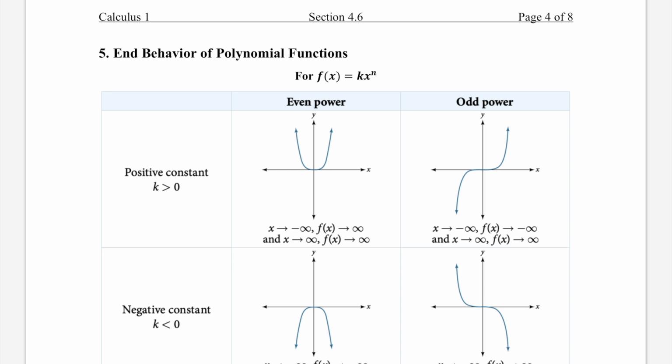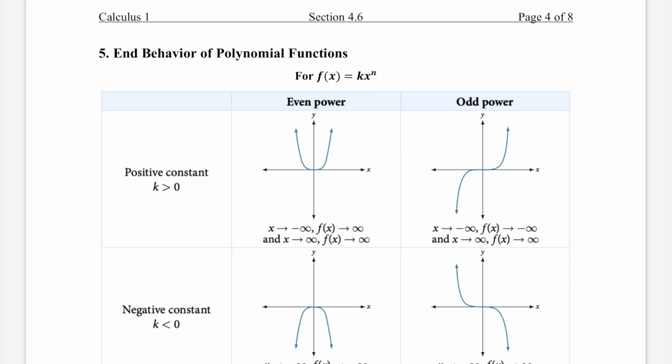Now, let's apply what we've learned about end behavior to a specific type of function, polynomial functions. We are looking at the function of the form f of x equals k times x to the n, where k is a constant and n is a positive integer.